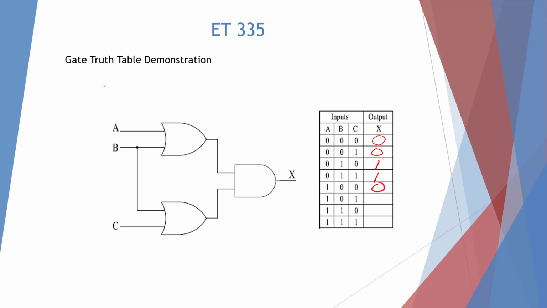Okay, then we have a 1, 0, 1. It's going to be a 1. This guy's going to be a 1. That guy's going to be a 1.